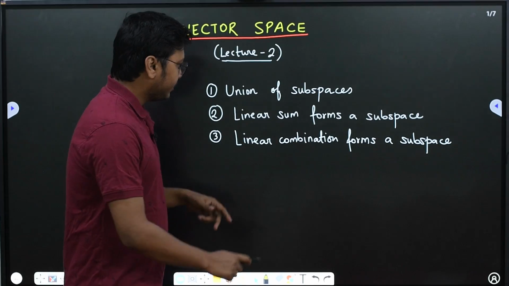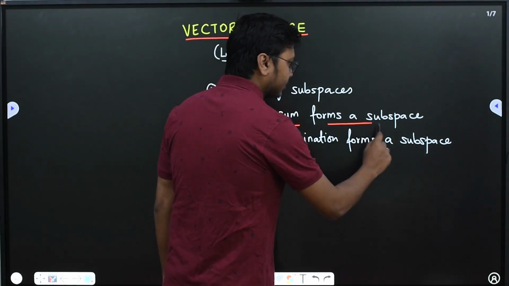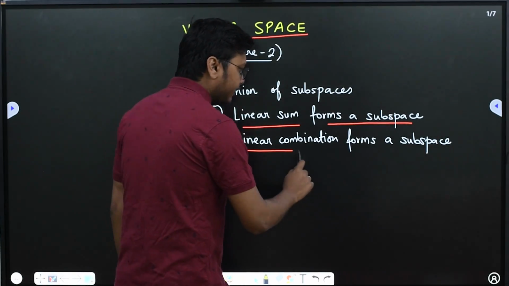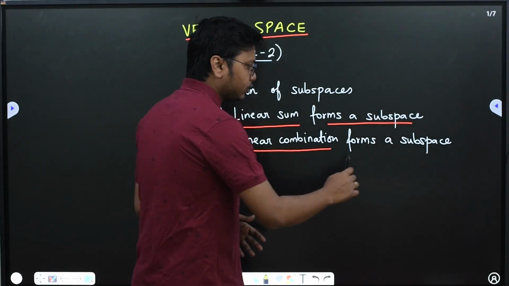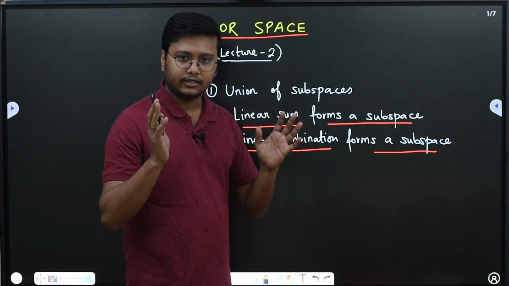Then number two, we'll be discussing what is linear sum, and then we'll be showing that it forms a subspace. Number three, we'll be discussing what is the meaning of linear combination of a set of elements, and then again we'll show that it forms a subspace. So these are the three things that we are going to discuss in this video.